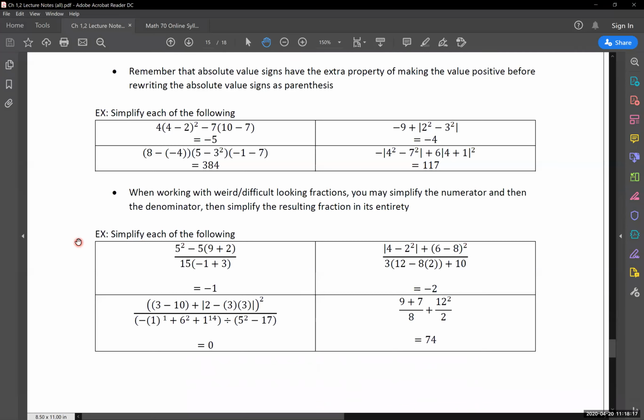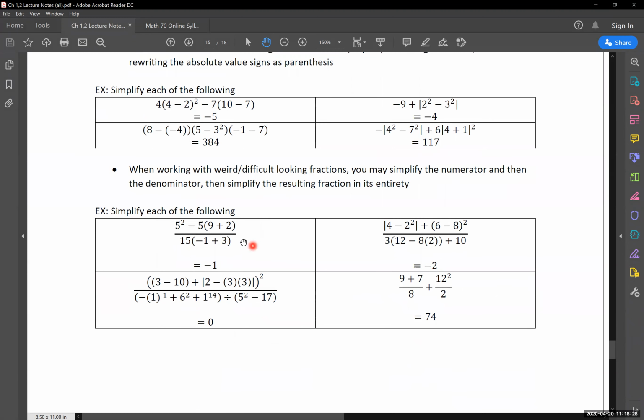All right, so working with weird or difficult looking fractions, you have a few ways you can go through and do the simplification process. I'll walk you through the 2 ways with at least our first example, and then beyond that, it's your call on how you do or don't want to work with them moving forward. It's personal preference for the most part.